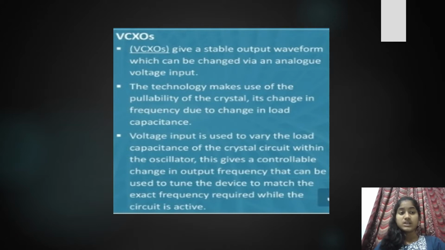The technology makes use of the pliability of the crystal, its change in frequency due to change in load capacitance. Voltage input is used to vary the load capacitance of the crystal circuit within the oscillator. This gives a controllable change in output frequency that can be used to tune the device to match the exact frequency required while the circuit is active.